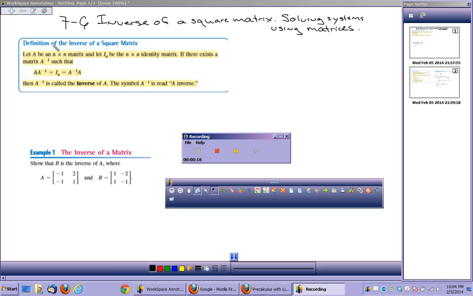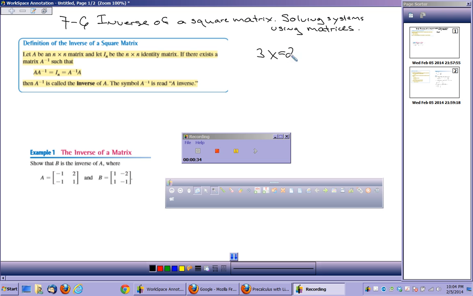First off, you have to know what an inverse of a square matrix is, and just like with an algebraic equation, if you have something like 3x equals 27, one way you could solve that is by multiplying by 1/3, the reciprocal, on both sides, and you would get x equals 9.